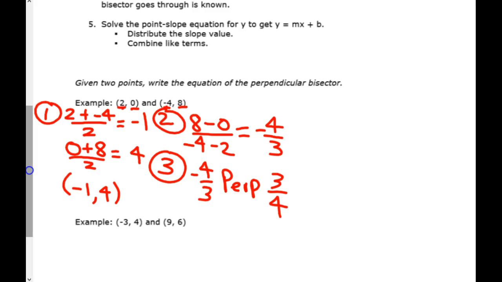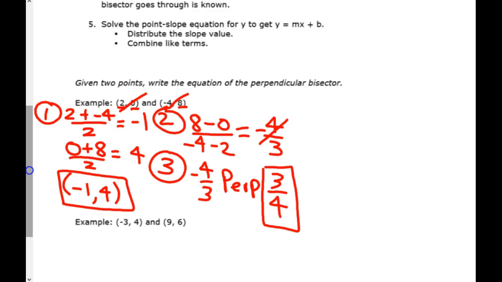So I'm going to box what I need. Perpendicular slope, midpoint. Those are the 2 things you need. I don't need these original points anymore. I don't need the original slope anymore. All I care about is the midpoint and the perpendicular slope, okay?